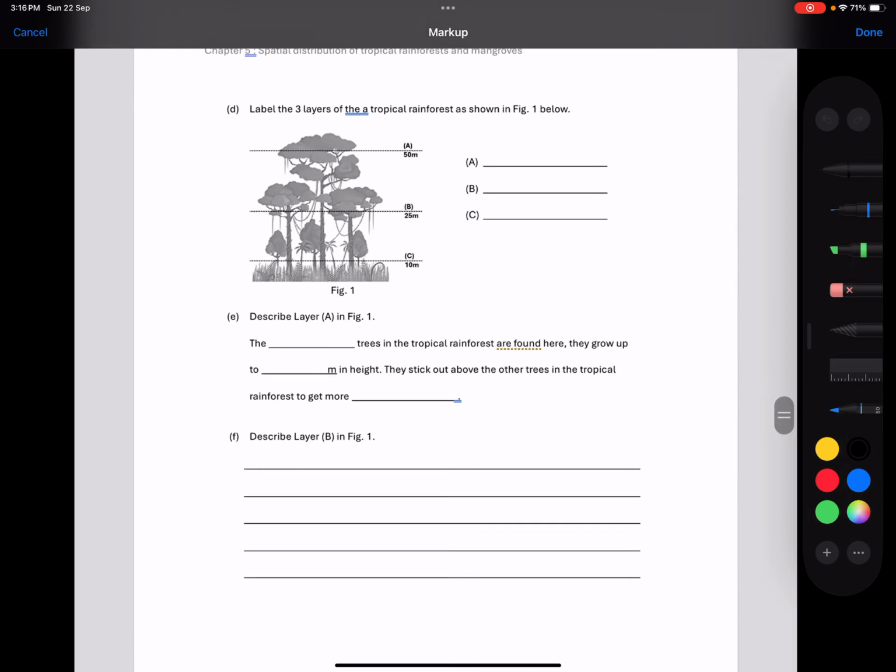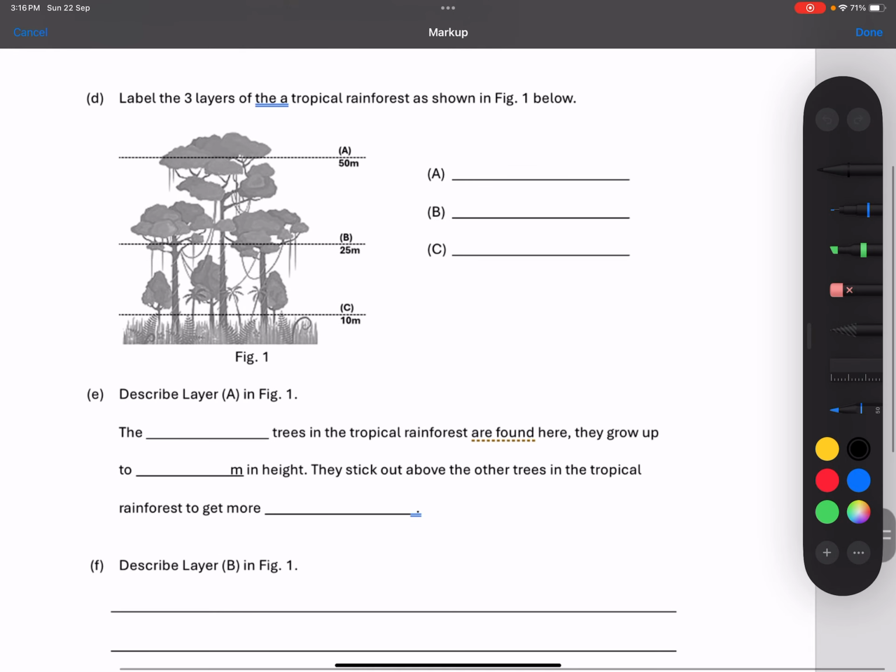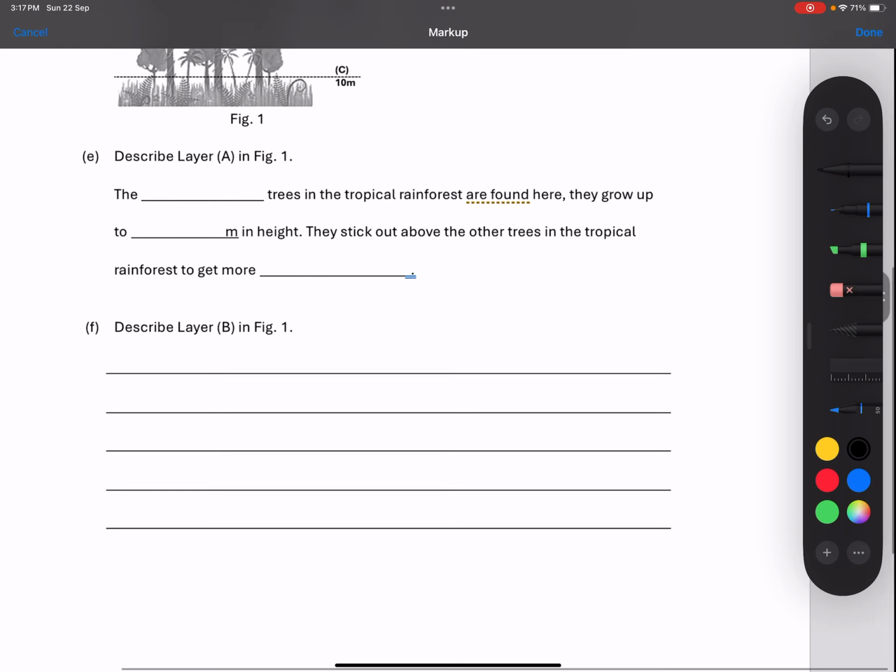Next one is a very, very simple question. Three layers of the tropical rainforest, right? So this is hard memory. You must be able to know which layer, what's the name for the layer, what kind of height range are we looking at in terms of that layer. So A, B, and C. This one, I don't want to go through. You should be able to refer to your textbook or your notes and come up with the answer itself.